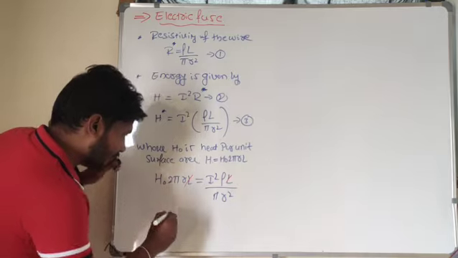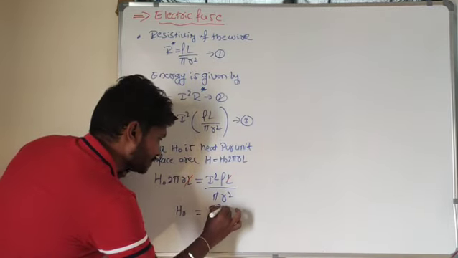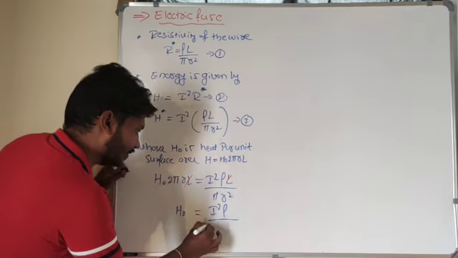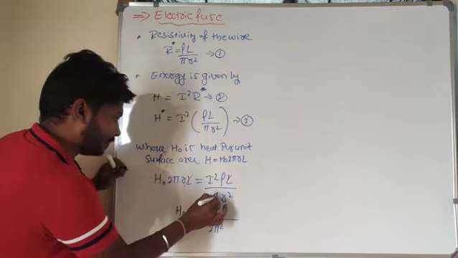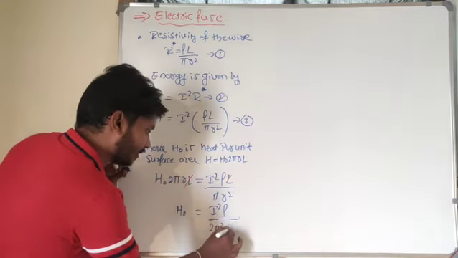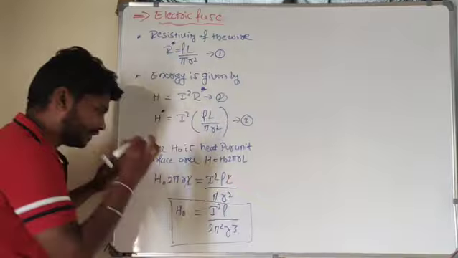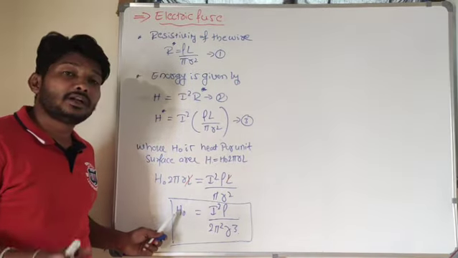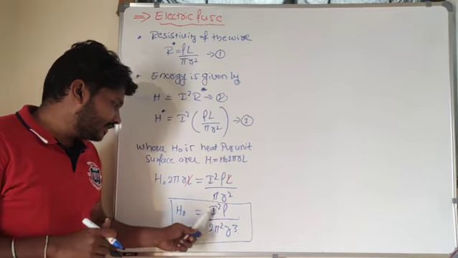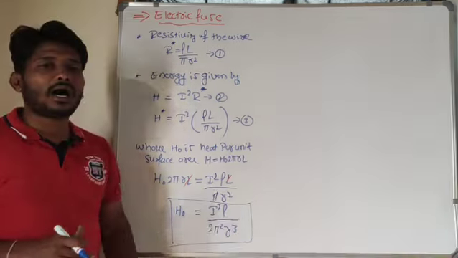So H naught is equal to what? I square into rho divided by 2 into pi square into R square into R, R cube here. So this is the required expression. H naught is equal to what? H naught refers to heat per unit surface area. It is equal to I square rho divided by 2 pi square into R cube here.